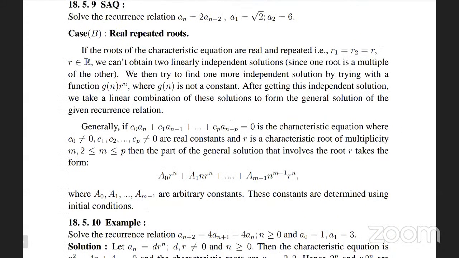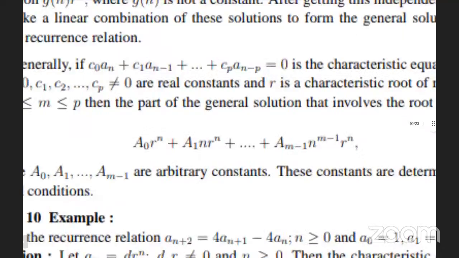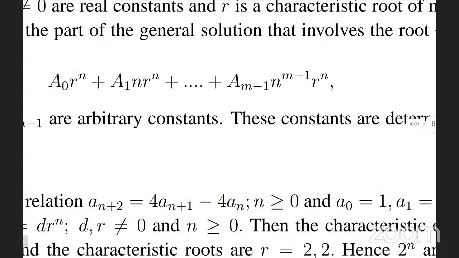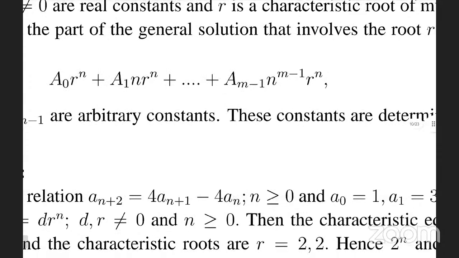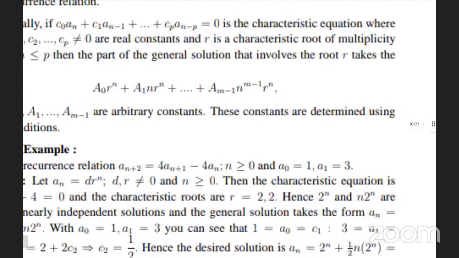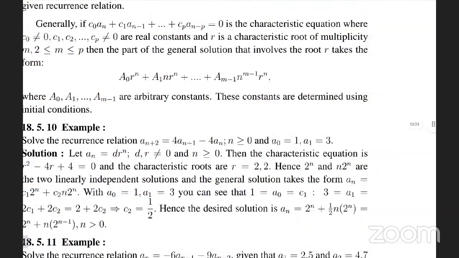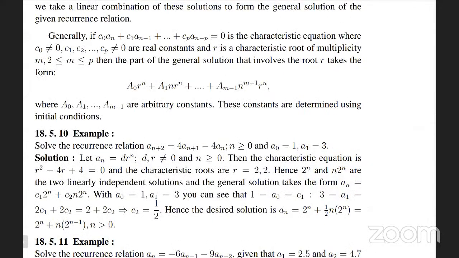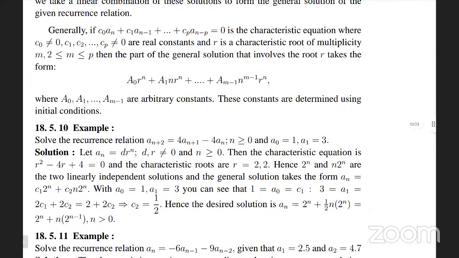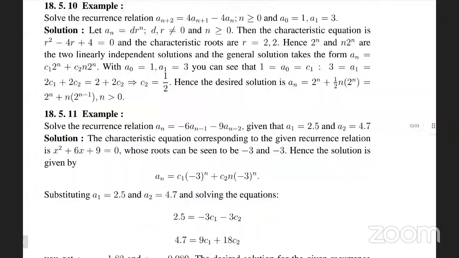Repeated case means here we will take as the solution A0 R^n + A1 n R^n, and if the root repeats, an extra n must come, and so on up to Am-1 n^(m-1) R^n. That is, it indicates repetitions. This is called roots are real and equal.